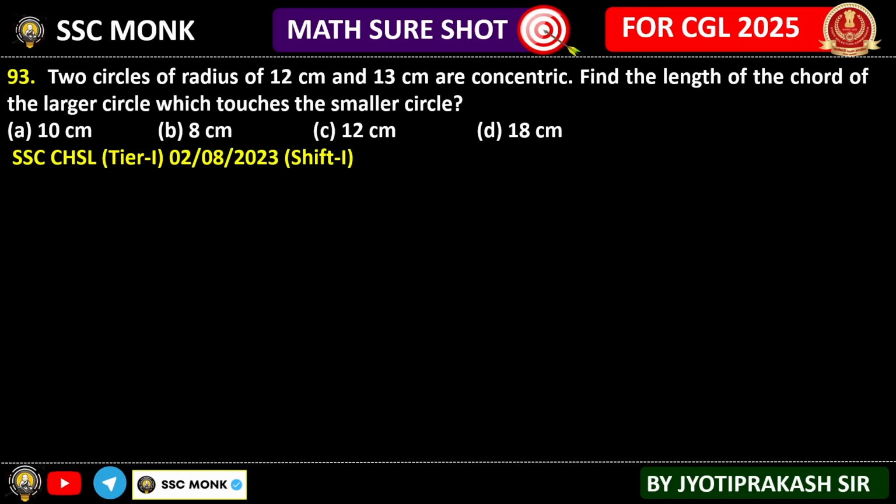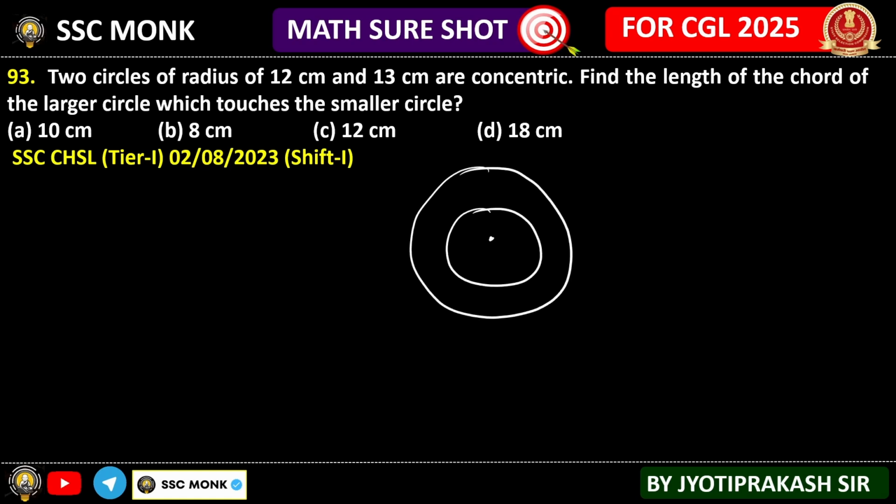Next, two circles of radius 12 centimeter and 13 centimeter are concentric. Find the length of the chord of the larger circle which touches the smaller circle. So this is a circle, this is a circle. These are concentric. So this much is 12. The larger circle is 13. So this is a chord touching it. So 12, 13. So this much will be 169 minus 144. So this is equal to 5. So if this is 5, this is also 5. So the chord total length is equal to 10 centimeter.